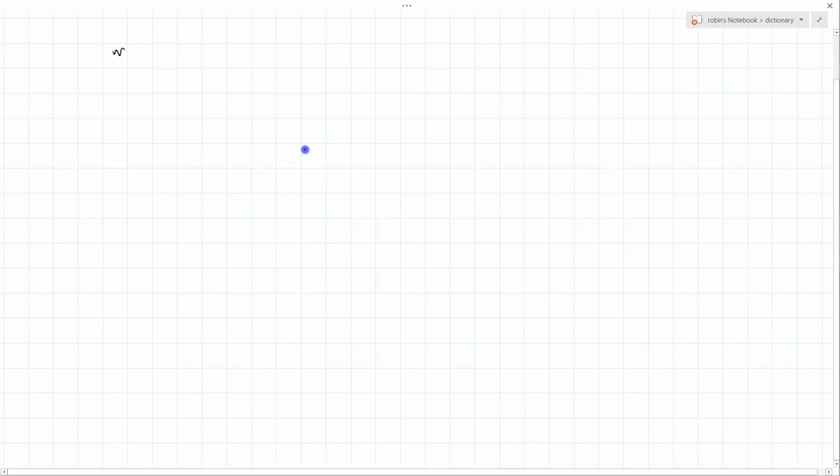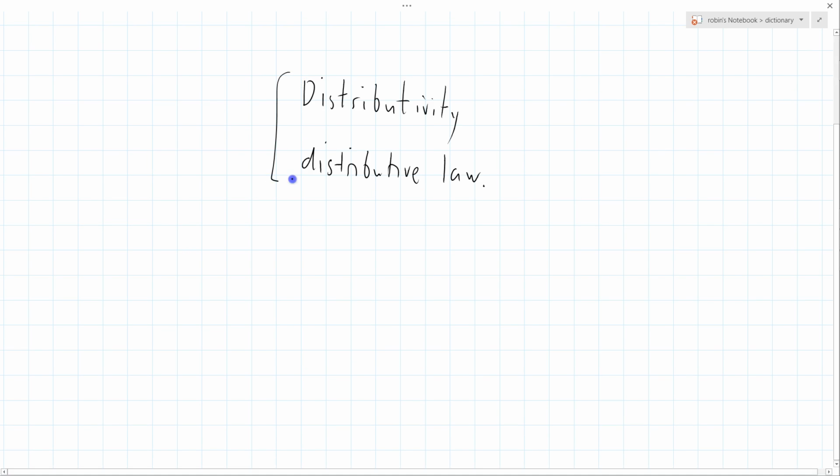Okay, I'm going to talk about distributivity, or the distributive law, which is a rather grand word for a very basic mathematical fact.